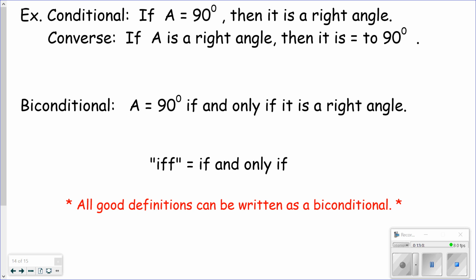And the biconditional statement is combining these two together and saying if A is equal to 90 degrees, if and only if it is a right angle. So A is equal to 90 degrees, if and only if it is a right angle. So all good definitions can be written as biconditional statements.